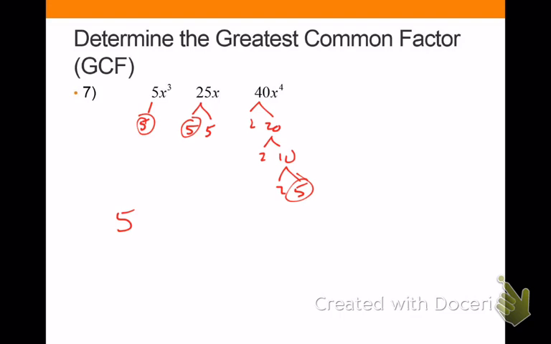We can kind of do this with the x's too. X to the third can be rewritten as x times x times x. This guy is just x. This guy is x times x times x times x. Now, how many x's do they have in common? Well, since this guy only has 1, then they're only going to have 1x in common. So 5x becomes the greatest common factor between these three monomials. We've got to be able to identify the greatest common factor first before we can even try to factor using it.